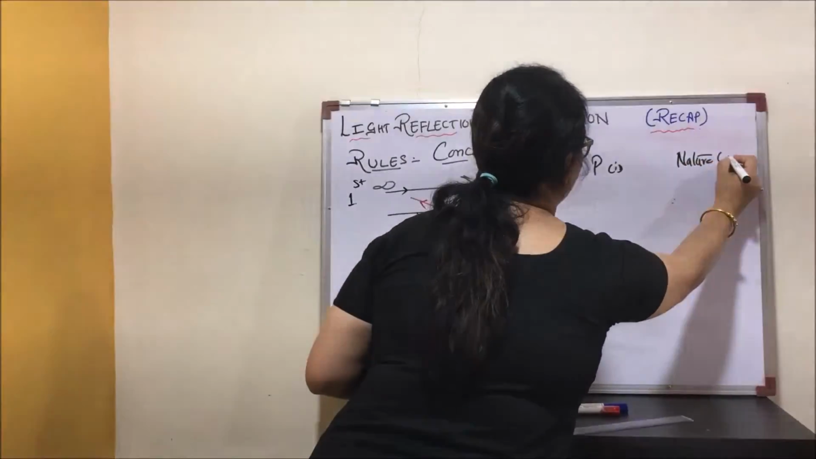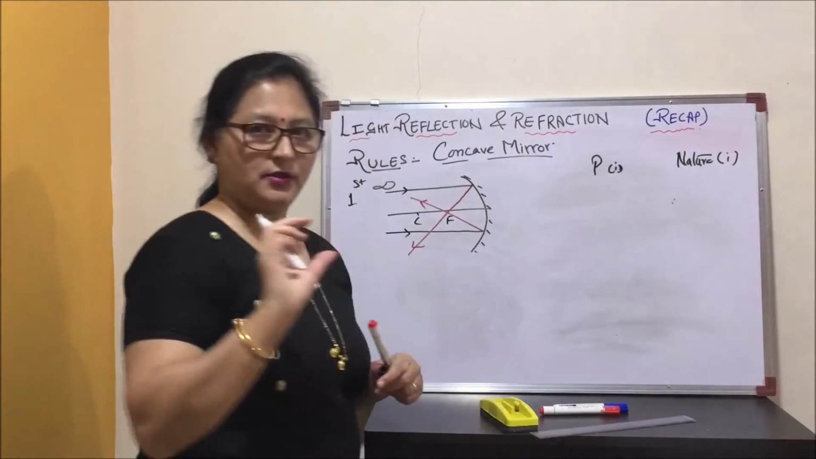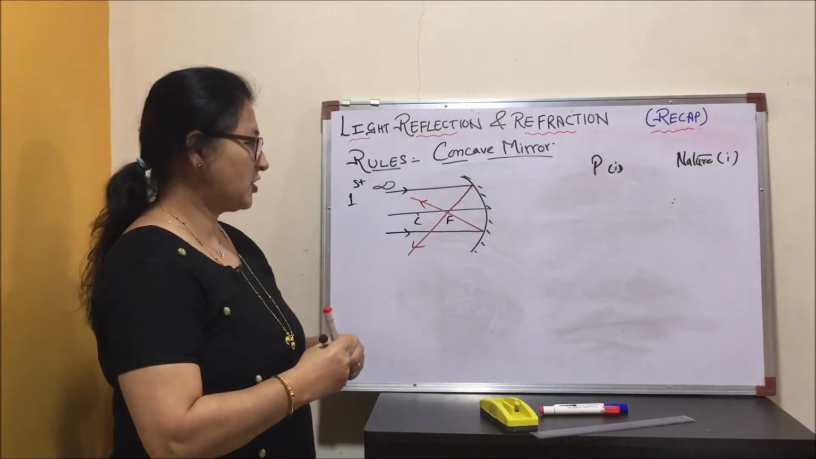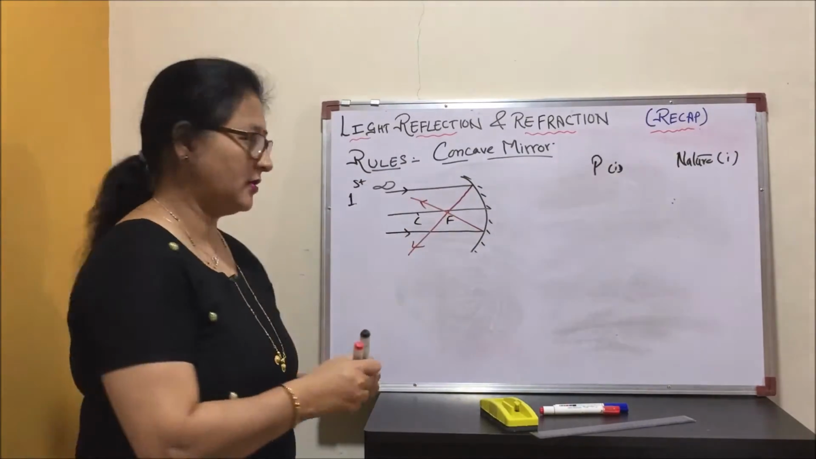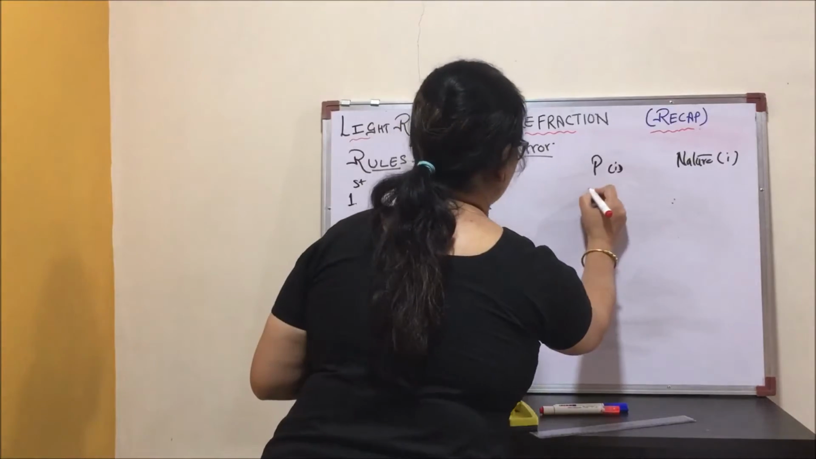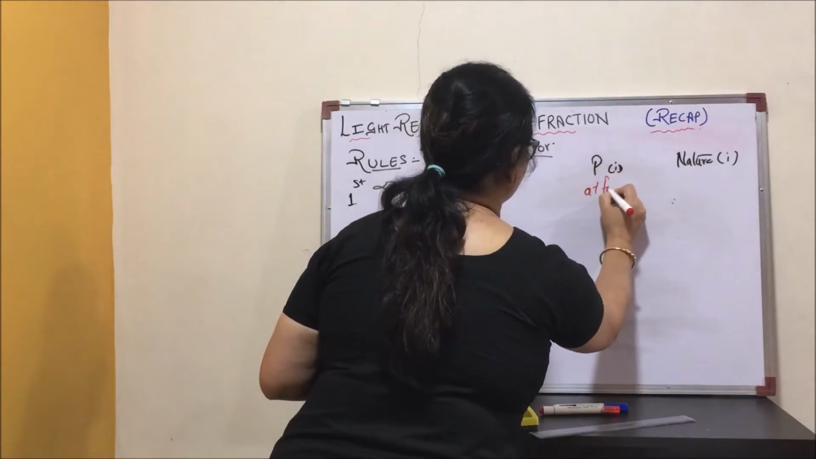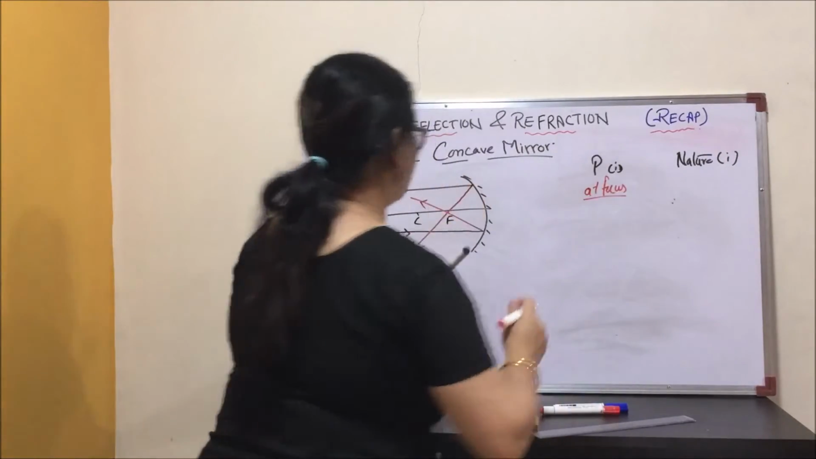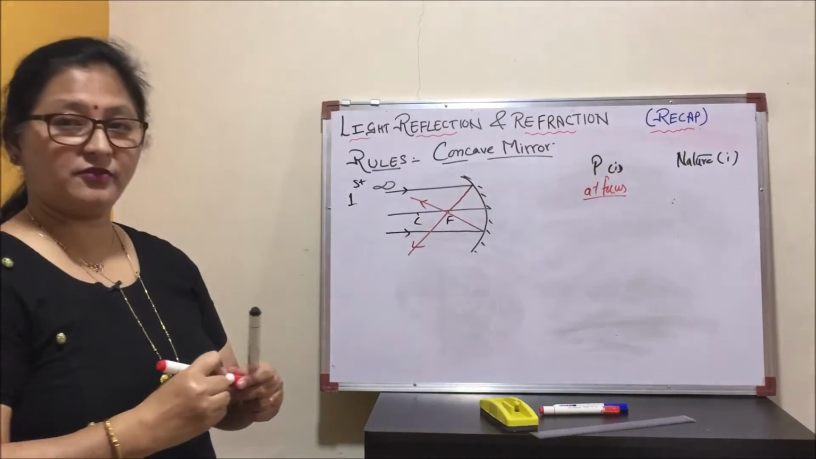Nature of image, right? I have used a short form. Position of image is at focus. At focus, you can write at focus. Position of image is at focus, and what about the nature of the image?